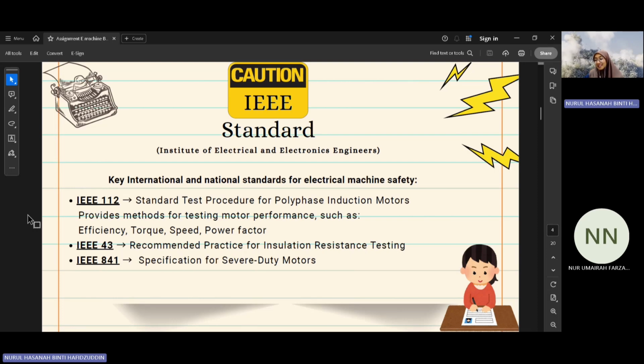The primary purpose of IEEE standards in this context is to provide uniform and accurate methods for testing motor performance. There are three key standards you should know. First is IEEE 112. This sets the standard test procedures for induction motors, helping us measure efficiency, torque, and power factor. Next, IEEE 43, which outlines the recommended practice for testing insulation resistance, crucial for predicting short circuits.